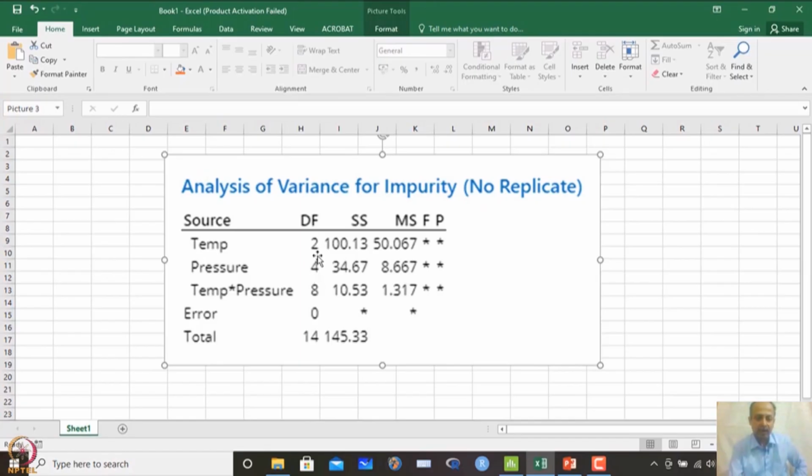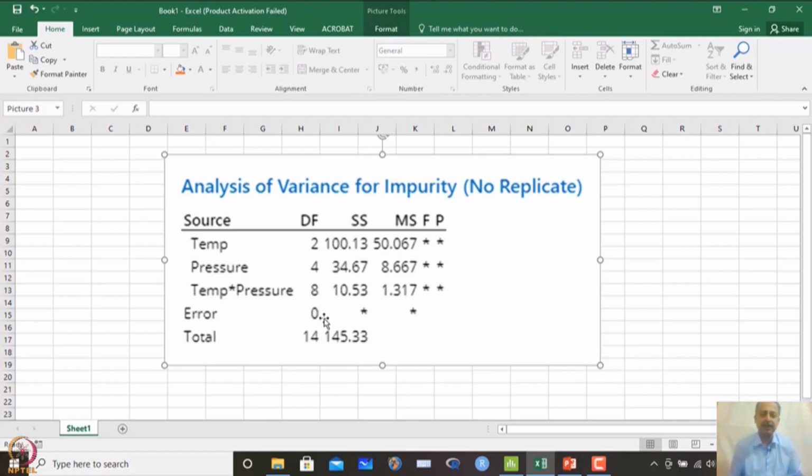So, total degree of freedom is 6 that is consumed by these 2 factors, and a total of 15 experimental trials was done, because 5 into 3 is 15 trials, and so 14 degree of freedom is the total degree of freedom. So, if we subtract 6 from 14, we get 8 degree of freedom, and if you place temperature and pressure with 8 degree of freedom, then there is no error degree of freedom.